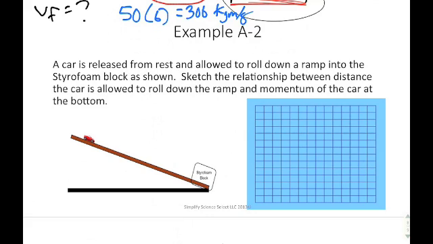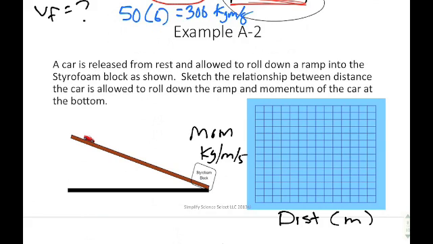If you look right here, it says a car is released from rest and allowed to roll down the ramp until the styrofoam block is shown. It says sketch the relationship between the distance the car is allowed to roll and the momentum of the car as it reaches the bottom. This is a little bit more complicated than it looks. So first of all, we need to label our axes. This is going to be distance, and we'll call it meters, and this is going to be momentum, and we'll call it kilogram meter per second.